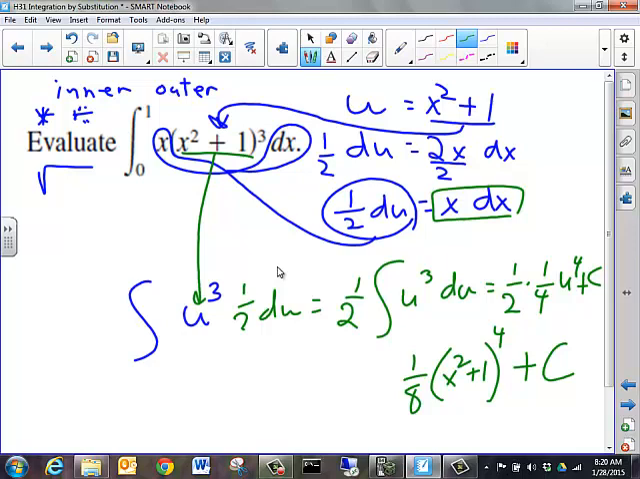But what's slightly different about this problem? We've got 0 and 1. We've got limits of integration.